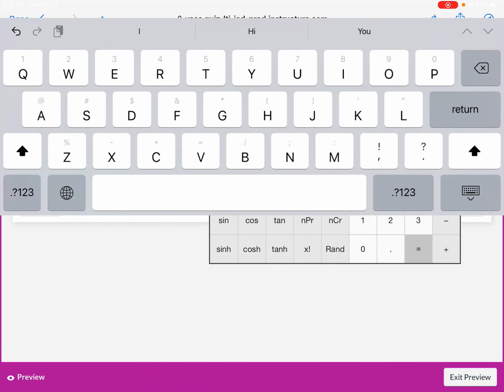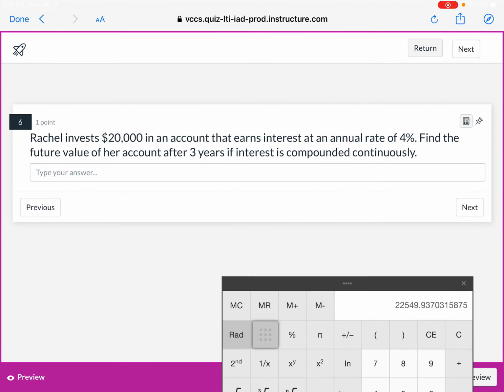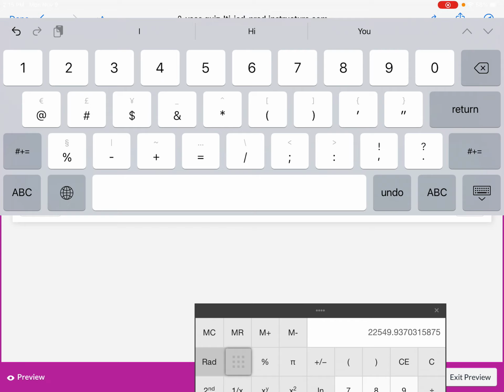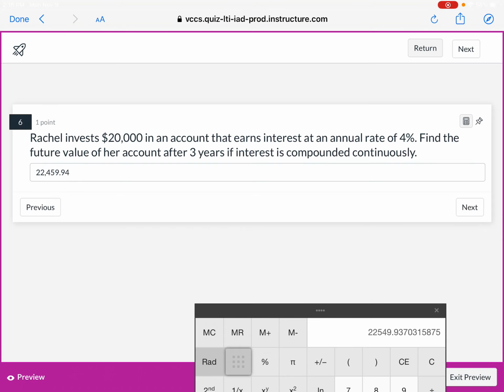Okay, so you wait right there. I'm going to type this in. Okay, hold on a second. Maybe I will move this down. Ever since this update, my keyboard is just floating everywhere. 22,549.94. Okay, looking good. I didn't really talk about how to round it, but we're talking about money, so it makes sense to round to the nearest cent.